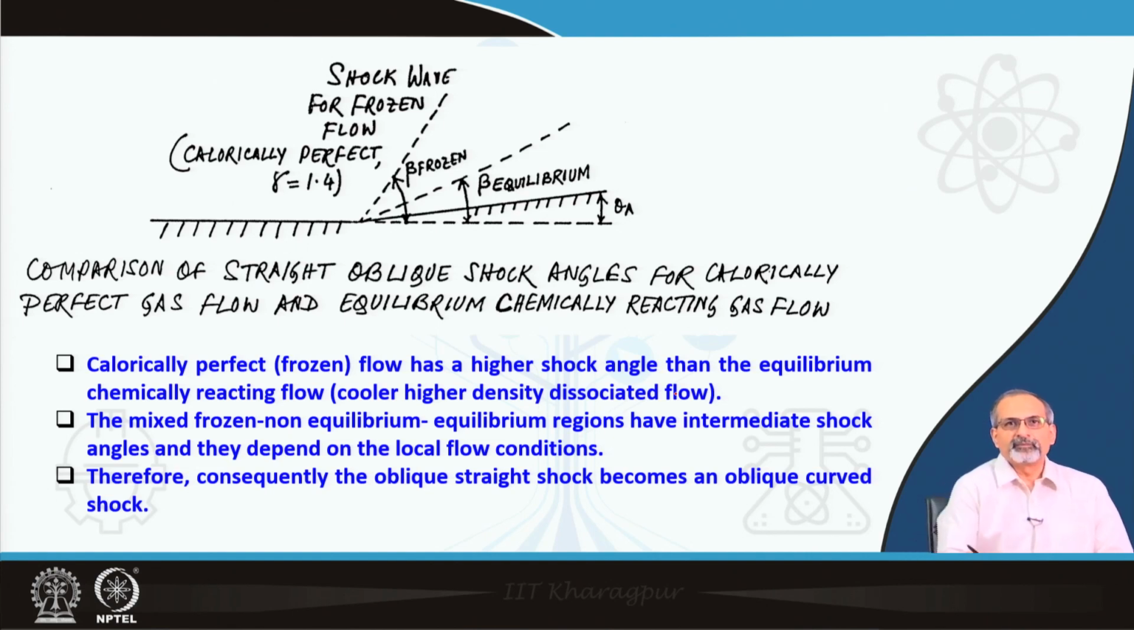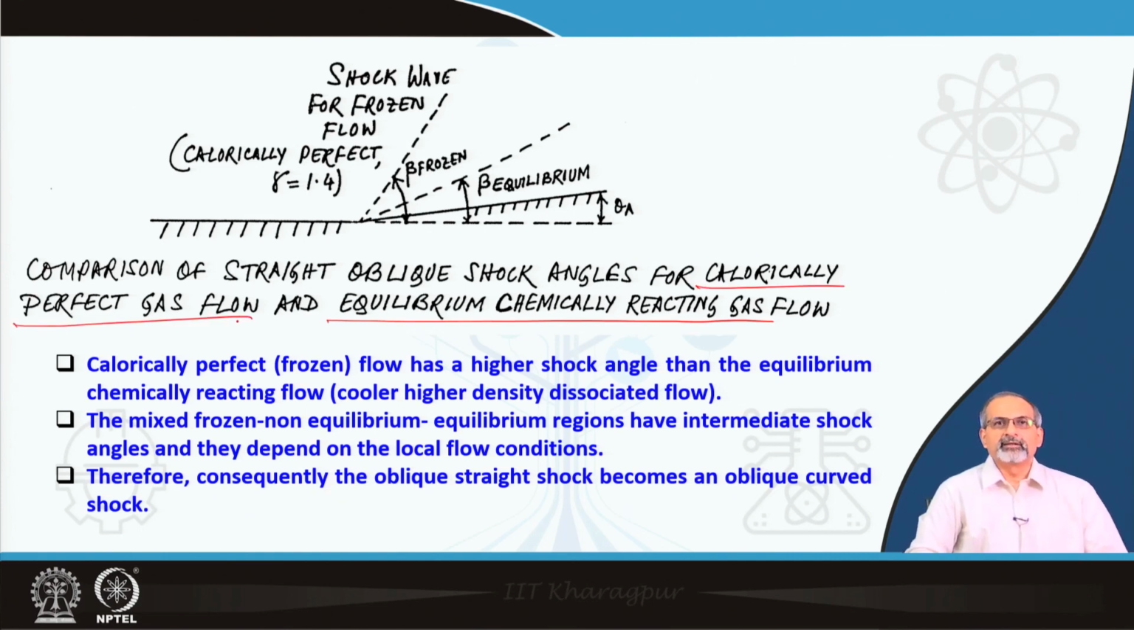In this figure, we have shown the two possibilities that you have an equilibrium chemically reacting gas flow, or you can have a calorically perfect gas flow, and therefore, the frozen case, which corresponds to the calorically perfect gas flow, has a higher wave angle compared to the equilibrium case, and the mixed frozen, non-equilibrium, equilibrium regions have intermediate shock angles, which depend on the local flow conditions, which would range anywhere between these two angles, which are the extreme cases. And since from one location to the other along the shock front, the non-equilibrium will persist, therefore, the beta will continuously keep changing, giving rise to a curved oblique shock if you have a constant angle at the compression corner, like the way we have shown it here.